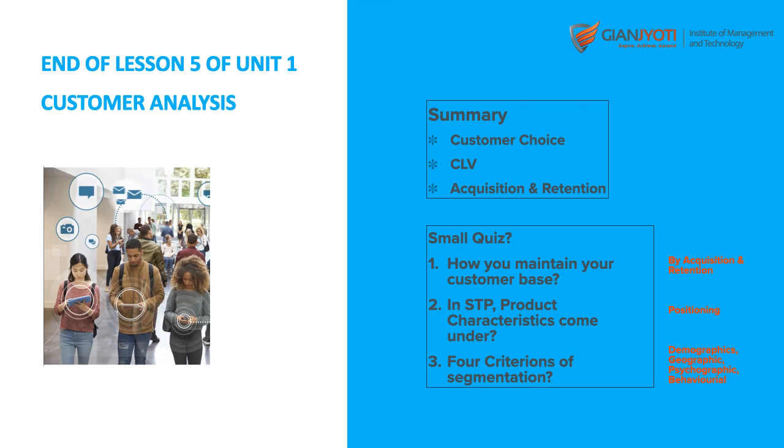Here are the answers. You maintain your customer base by acquisition and retention. In STP, product characteristics come under positioning, that is P. The four criterions of segmentation: demographics, geographic, psychographic, and behavioral.